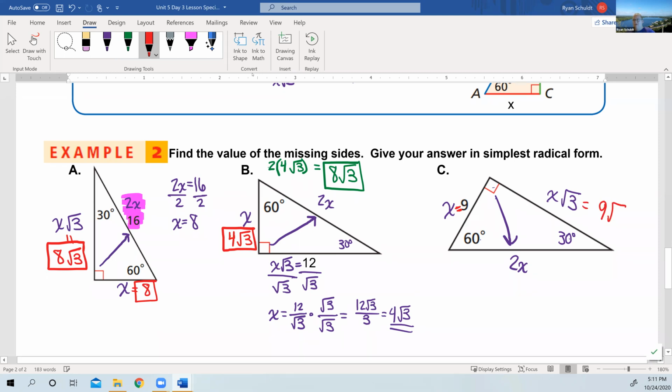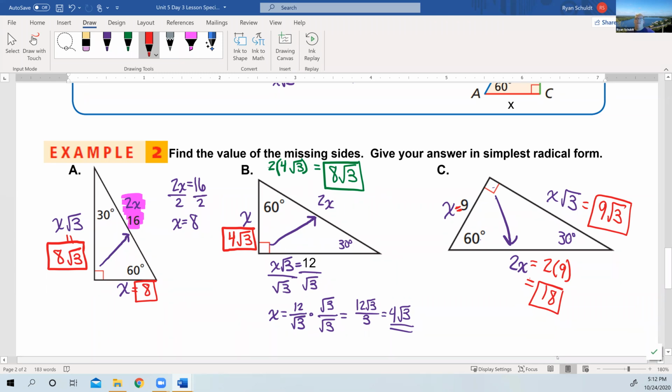So 9 square roots of 3 equals 2 times 9 for that side. This 9 square roots of 3, that's all I can do. So he's done. What about 2 times 9? What's 2 times 9 equal to? 18. So I'm done.